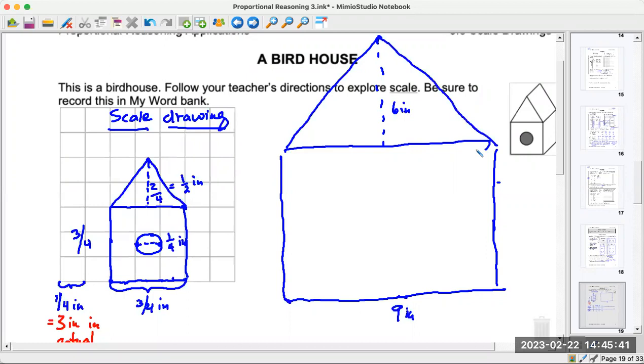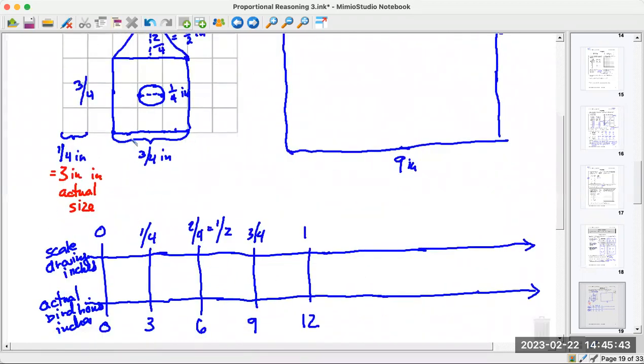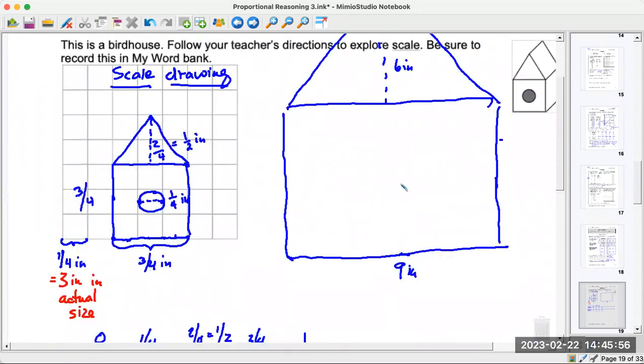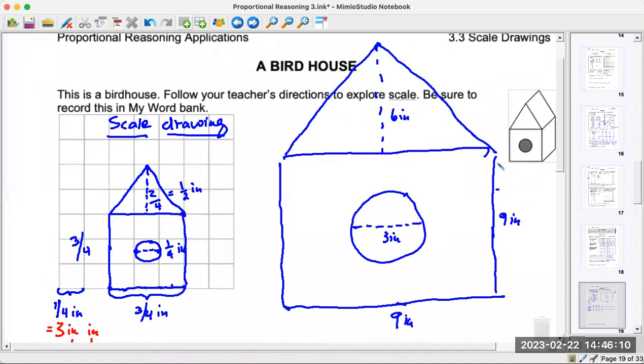So all I have to do is look at my measurements down here. Then I know that the diameter of my hole I'm cutting is 1/4 inch on my scale drawing. So I go to 1/4 here. That makes it 3 inches on my real life model. So the diameter would be 3 inches. And it would also be 9 inches high. And I think that's all I would need to cut to make the correct model.